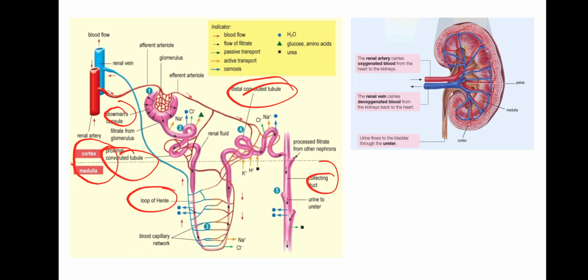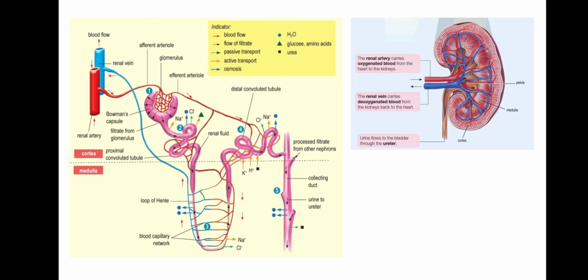Then done for labeling. We must also know the three processes, and that is the difficult one: ultrafiltration, reabsorption, and secretion. If you see this indicator here, they are very important because different parts are different. If you see this one, you have sodium.